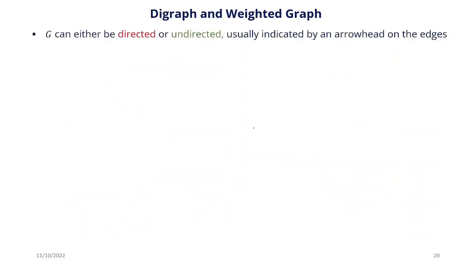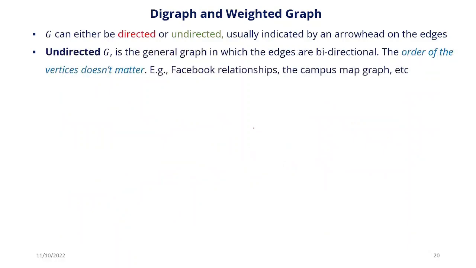So a graph can either be directed or undirected. An undirected graph is a general graph in which the edges are bidirectional. Let's look at it this way. In the graph we saw before, the previous campus map, you can walk from anywhere to anywhere in any direction. When you can move from anywhere to anywhere in any direction, then we call that an undirected graph. This is the general graph in which the edges are bidirectional.